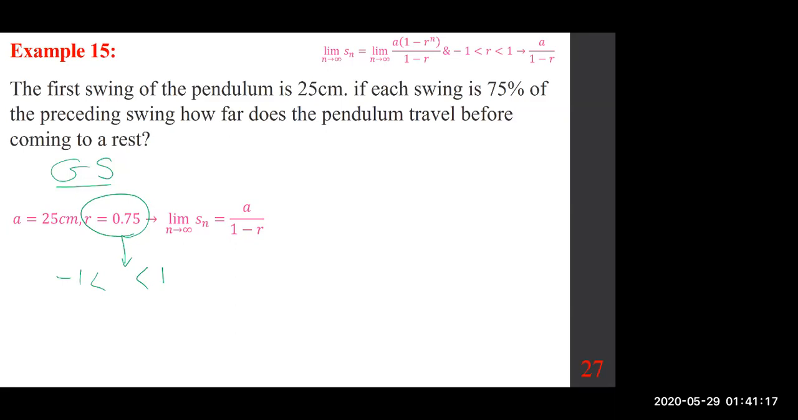So basically, the top is 25 centimeters, and the bottom is 1 minus 0.75. Well, 1 minus 0.75 is 0.25, and when you divide 25 by it, it gives you 100 centimeters. Okay.